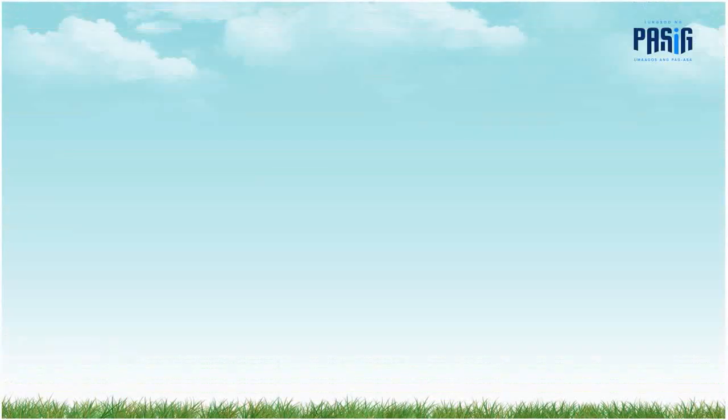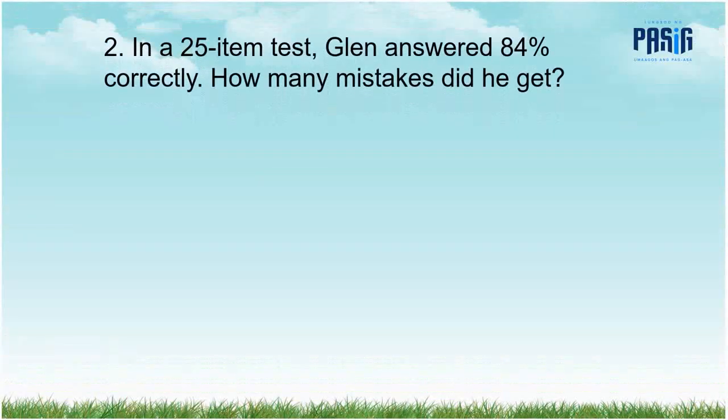Number 2. In a 25-item test, Glenn answered 84% correctly. How many mistakes did he get? A. 1, B. 2, C. 3, D. 4. Choose your answer. The answer is letter D, 4.